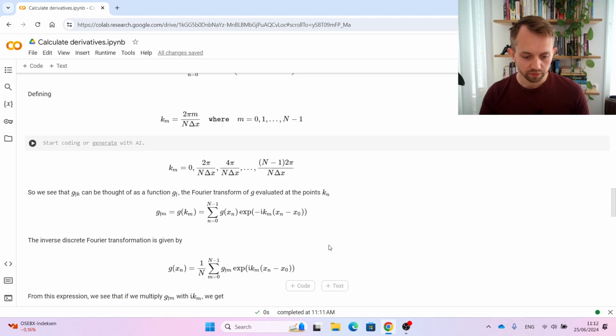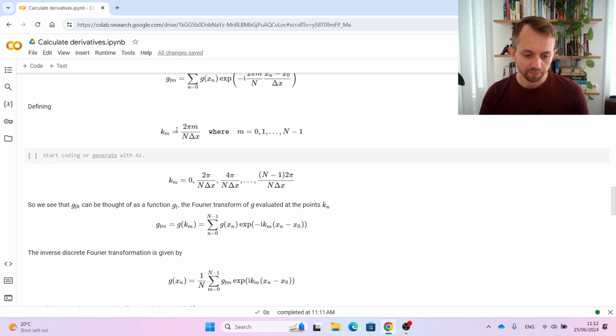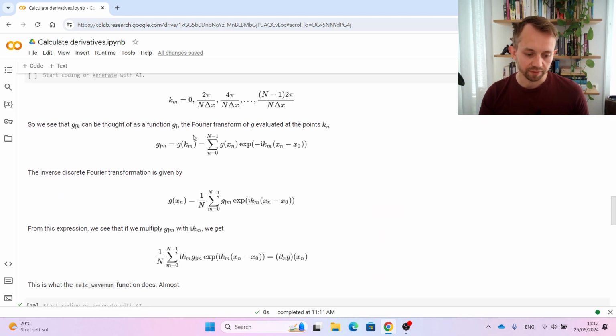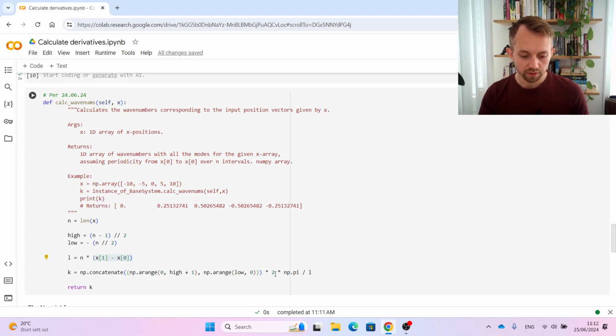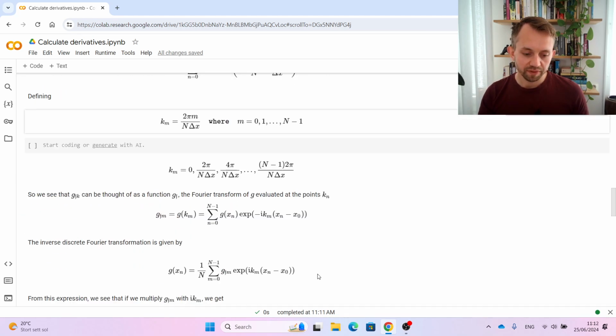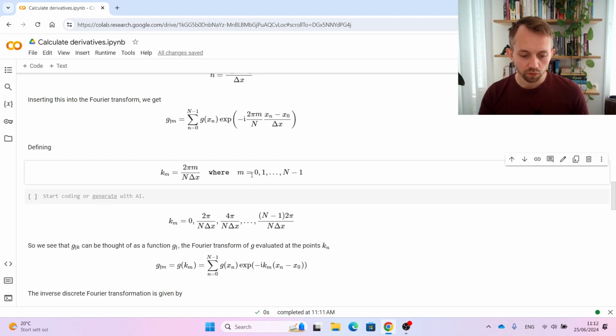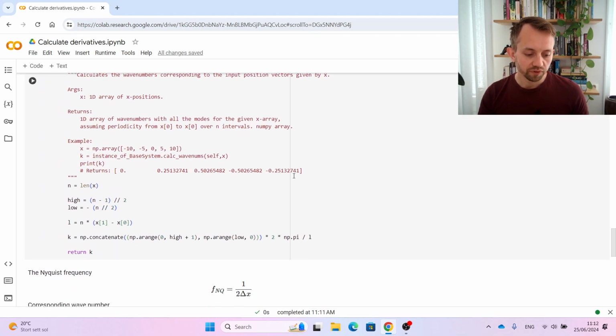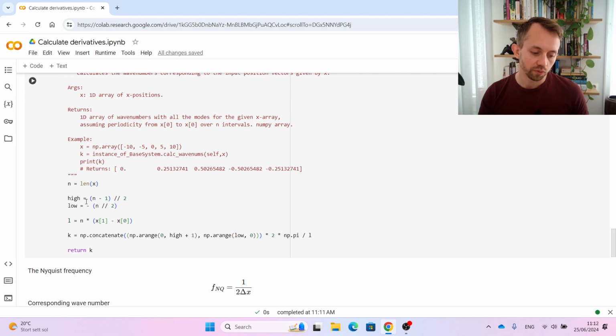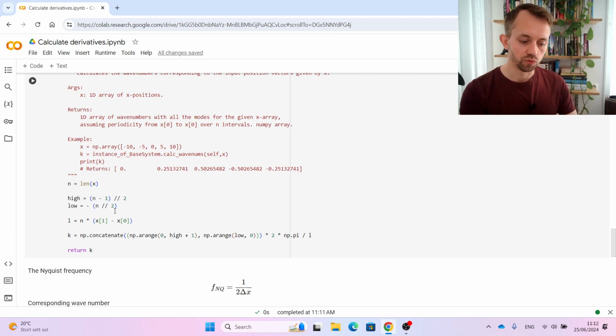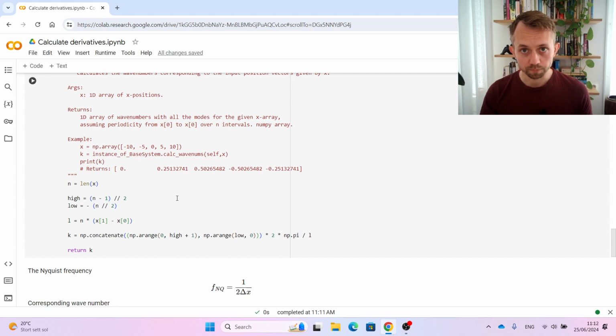So if you go back to the expression, we see that km is 2 pi, and then this number m divided by n times delta x. That is exactly what we have here, except that instead of m going from 0 to n minus 1, we see that m is going from 0 to n minus 1 divided by 2, and then from that point on, from minus n over 2 to minus 1.